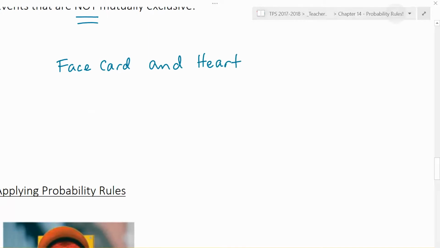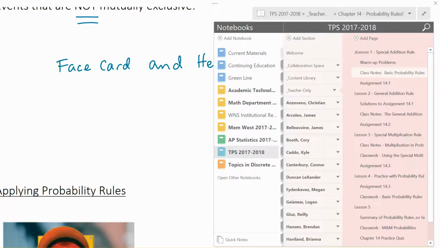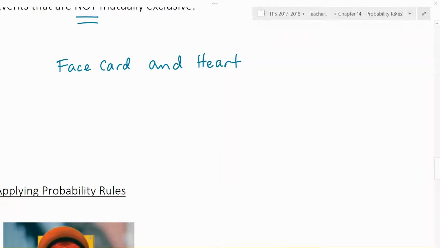And here's the reason. If we take a look at our deck of cards, we would see that there are 3 cards that are both face cards and hearts at the same time. Let's start with Jack. The Jack of Hearts is both a face card and a heart. The Queen of Hearts is a face card and a heart, and the King of Hearts is a face card and a heart.